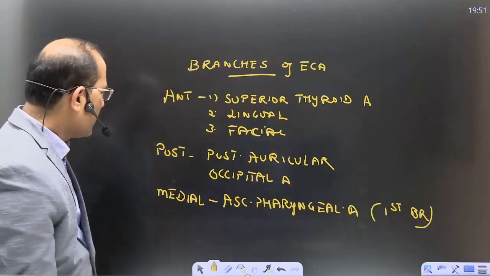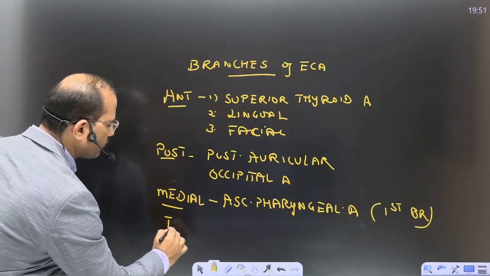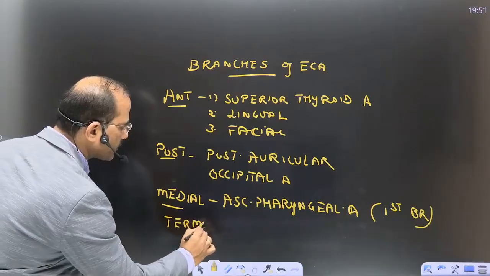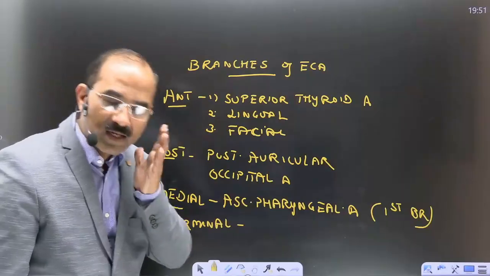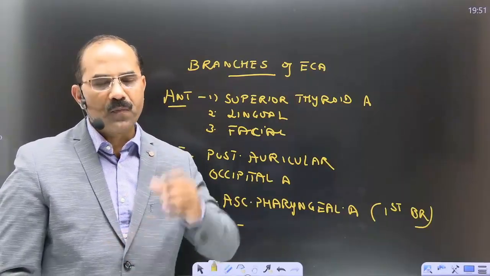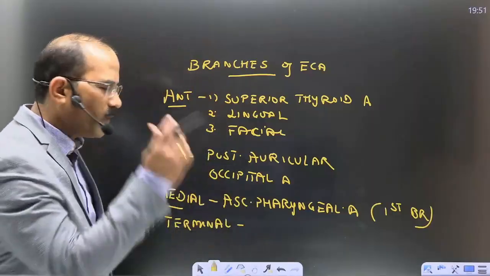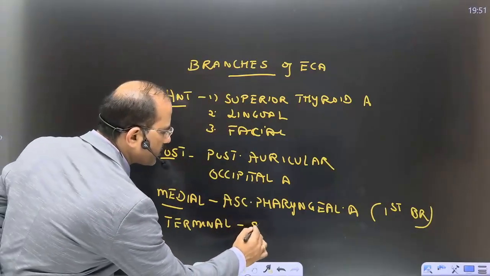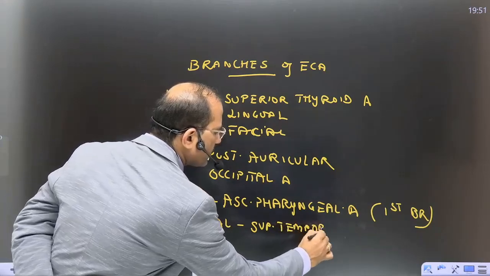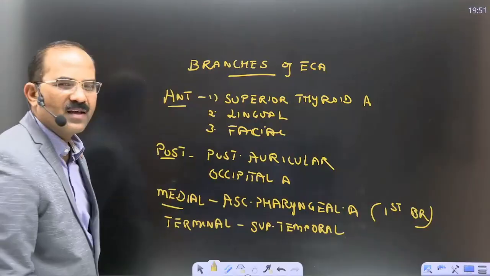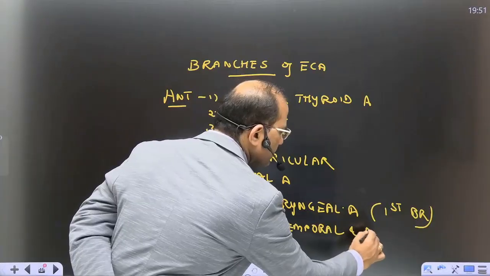Very good. So anterior branches, posterior branches, medial branches, and finally we get the terminal branches. Where are the terminal branches given? The external carotid artery enters the parotid gland. It goes inside the parotid gland and gives the last two branches. One goes up here. What is that? The superficial temporal artery. And which is the other one? Maxillary. I'll write it here only.